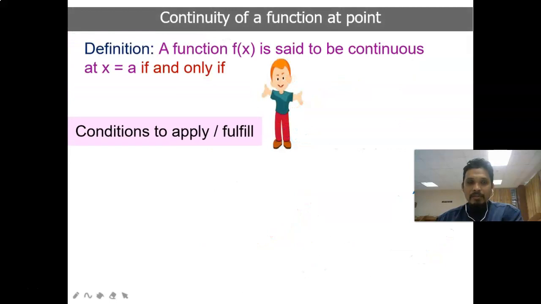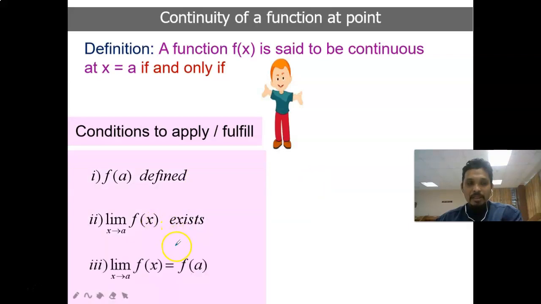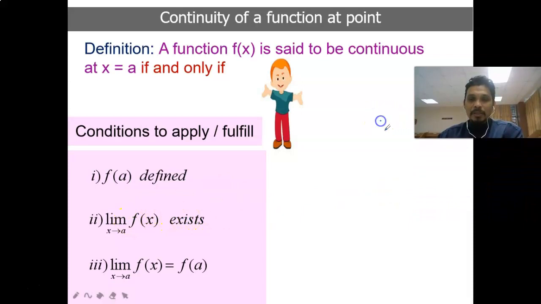Okay, definition: f(x) is said to be continuous at x equal to a if and only if f(a) is defined. So this is the first condition. Second condition, the limit of f(x) exists, and the limit is also equal to the function f when x equal to a, exactly equal to f(a). For the limit exists, please refer to the previous recall videos or notes.